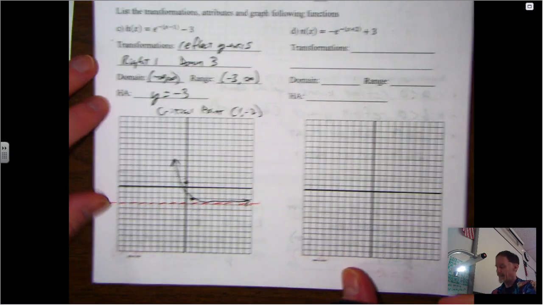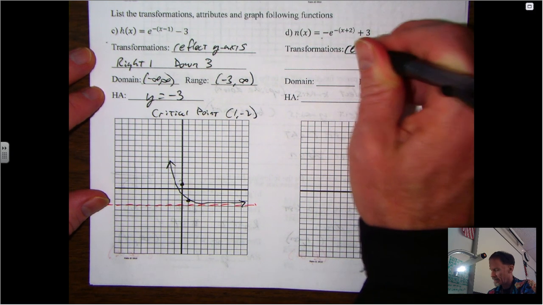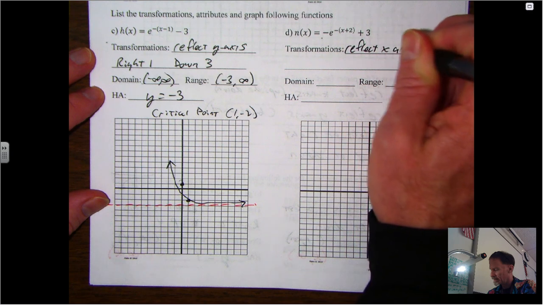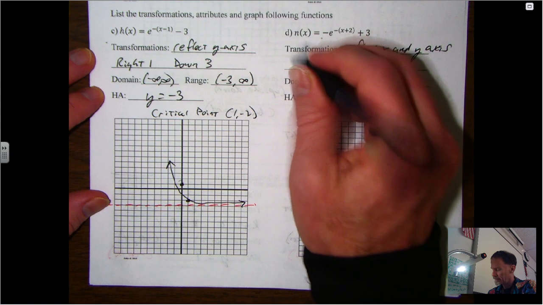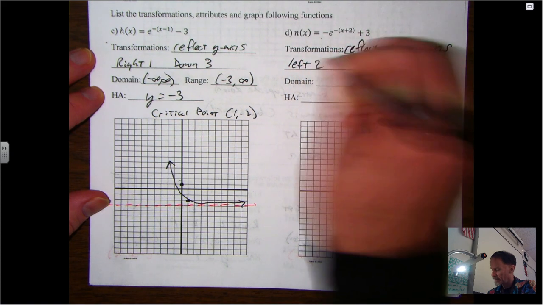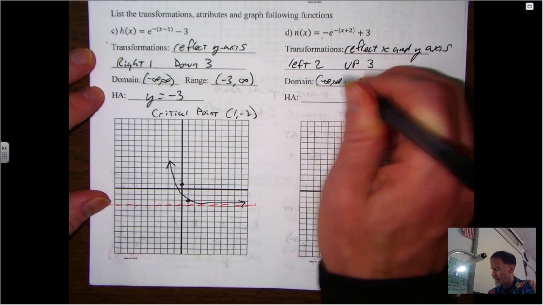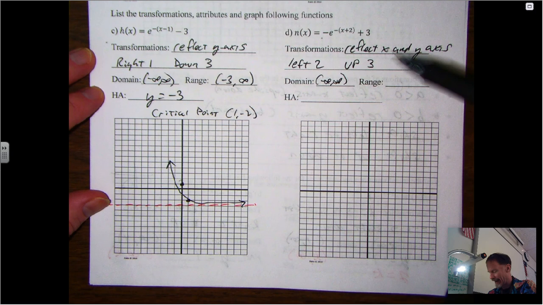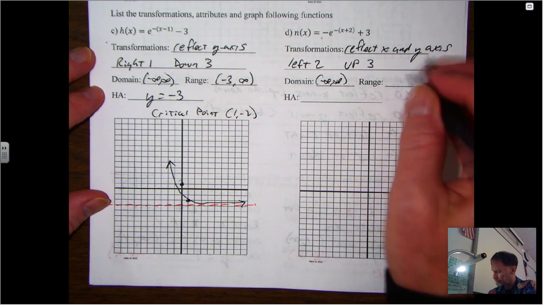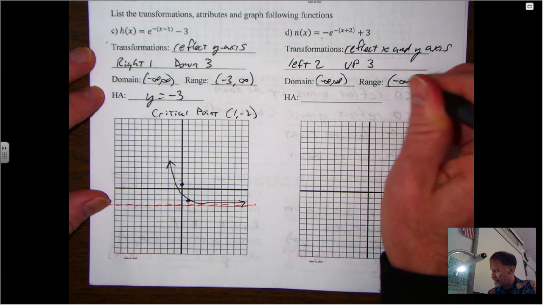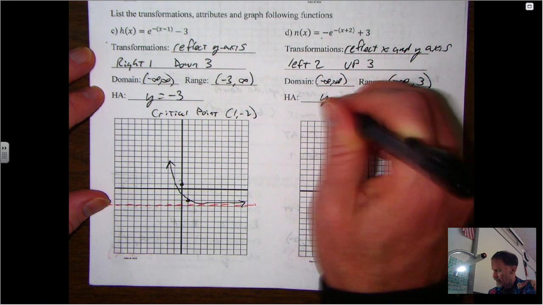Okay. And then the last one, we got all four. Reflect across the x-axis, reflect across the y-axis. And then go left 2 and up 3. Domain all the same. Remember, if it's going across the x-axis, the range is also reflected or flipped, however you want to think of that. So my range is going to be from negative infinity to 3. And my HA is going to be y equals 3.